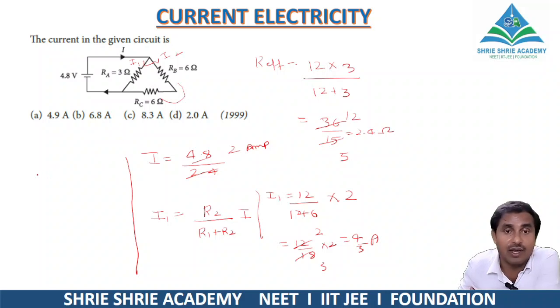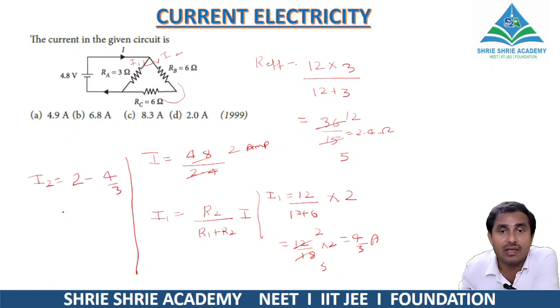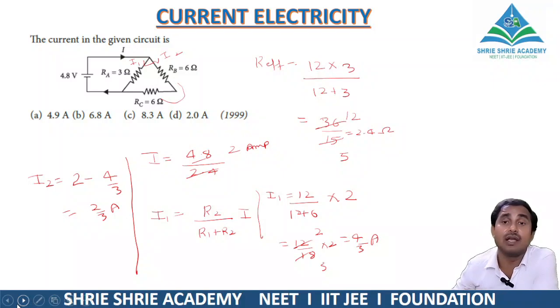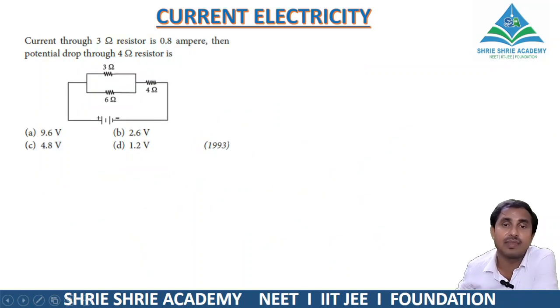Ultimately you can find out I2, and that I2 is equal to total current minus current this side. So total current was 2 minus 4 by 3. So you get 2 by 3 ampere. So finally we are getting 2 by 3 ampere. This is the I1 and I2, right? So let us move to the next one.